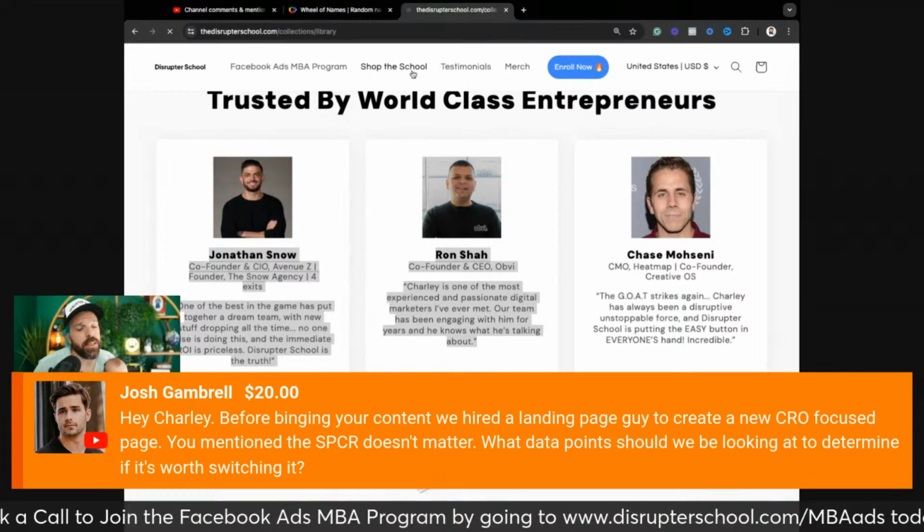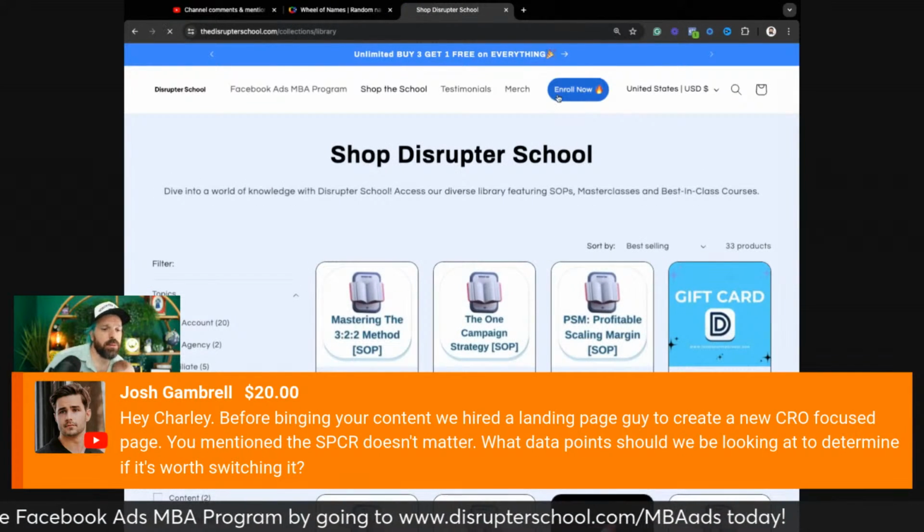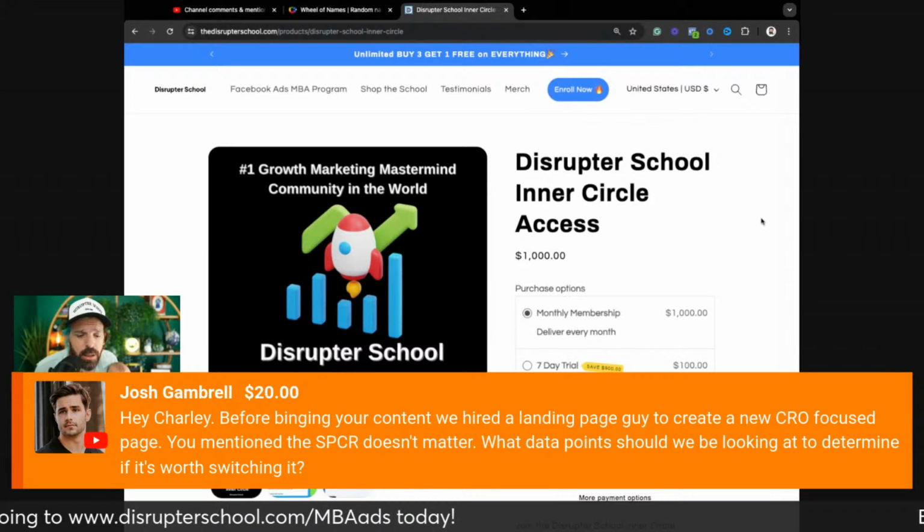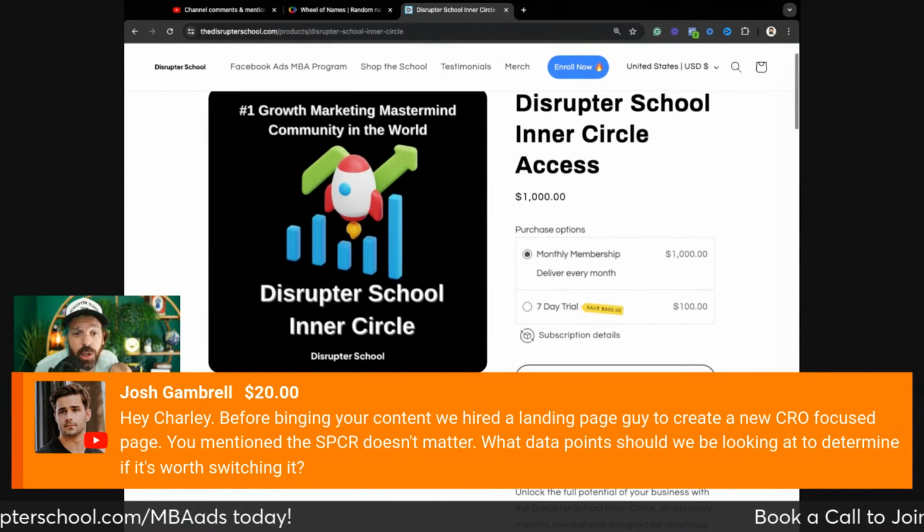right? Like for instance, I'll just give an example. So for instance, this page that you see here, Josh, this page looked differently before.